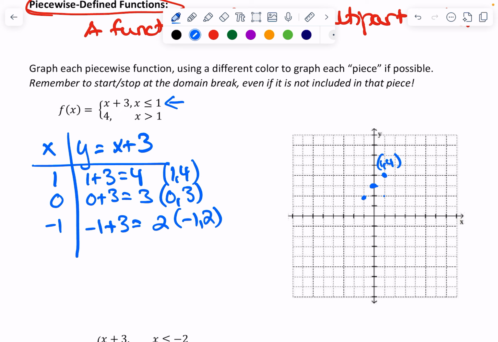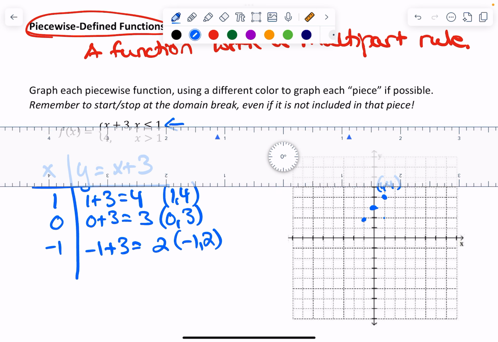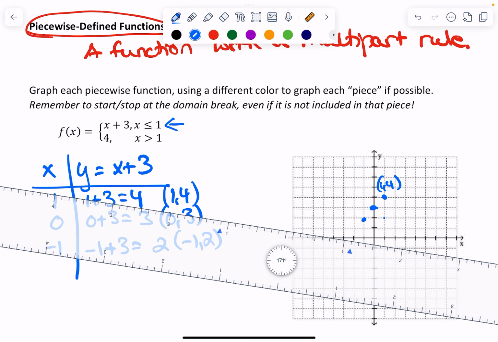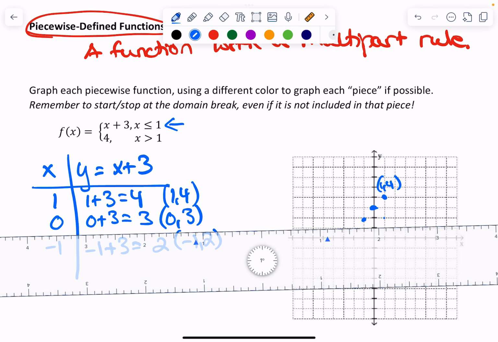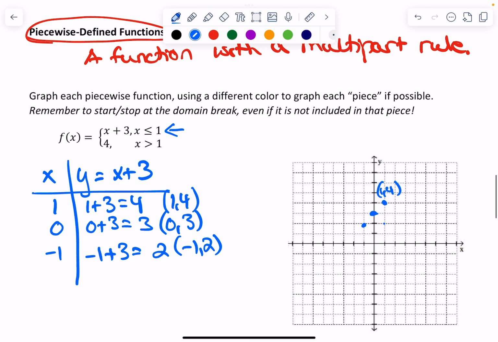Now, graphing this one, let's see if I can get this to turn. There we go, but the wrong way. Okay, I'm going to ignore that and just sketch it. So we start from the 1 and keep going down like this. That is our first part.